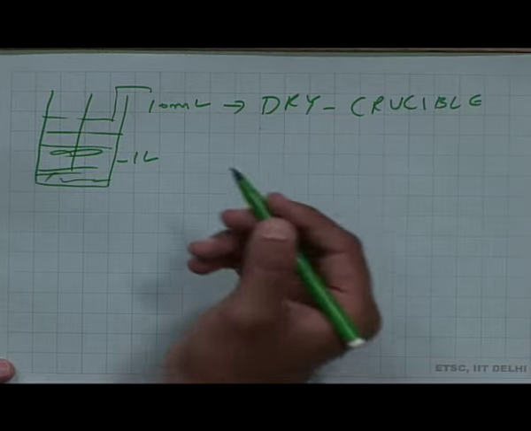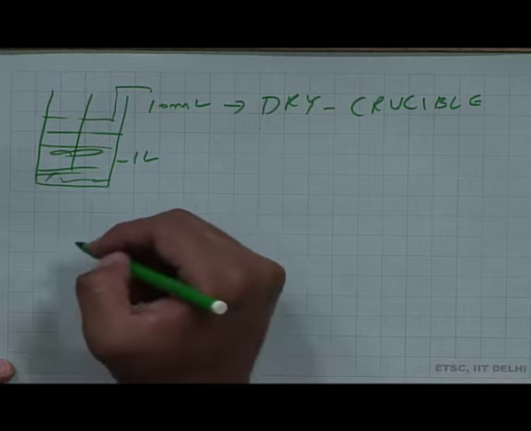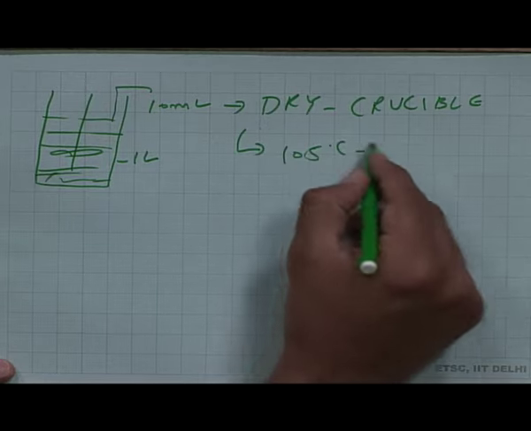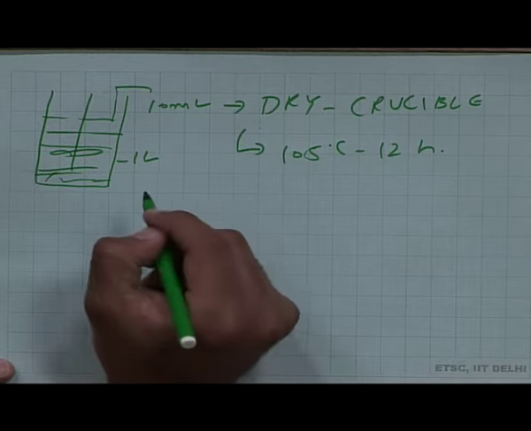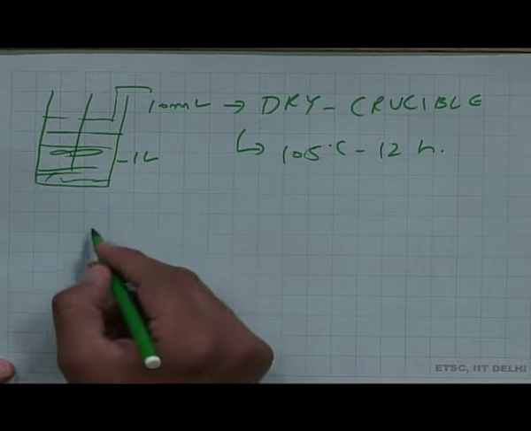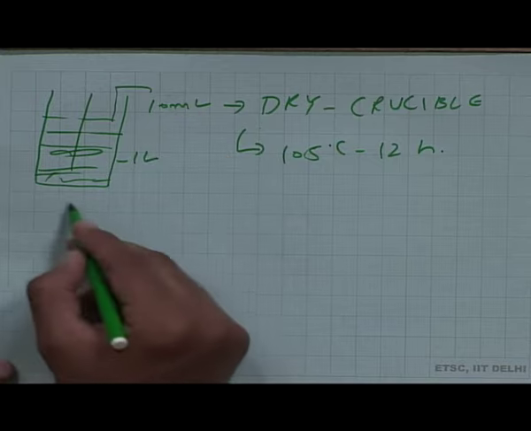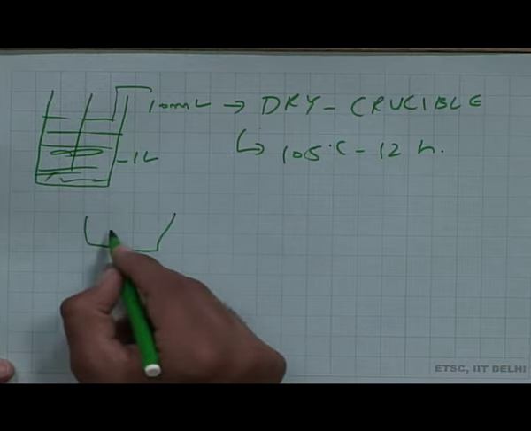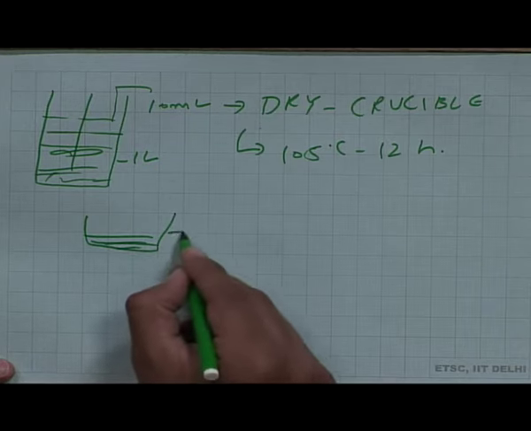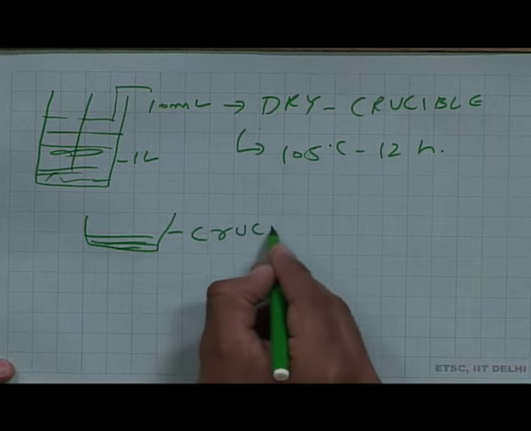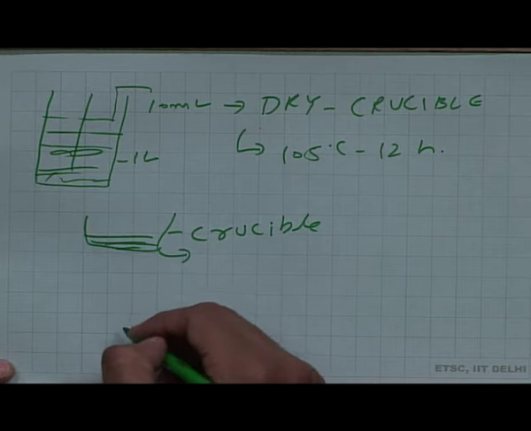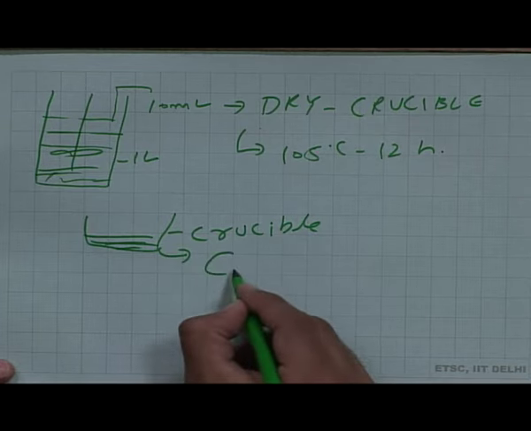So, when I say drying, what does it mean? We just want to evaporate the water. So, you can dry it at 105 degrees for 12 hours. Okay. Now, what you have done is this 10 ml that you have taken is you have put it in crucible. So, this is crucible. Let us say, and you have measured the weight of empty crucible. So, weight of empty crucible is C empty.